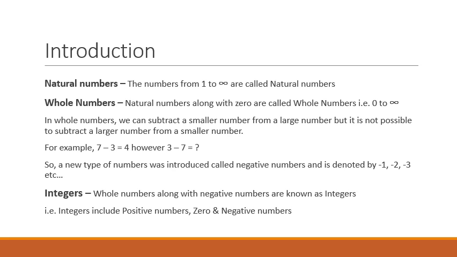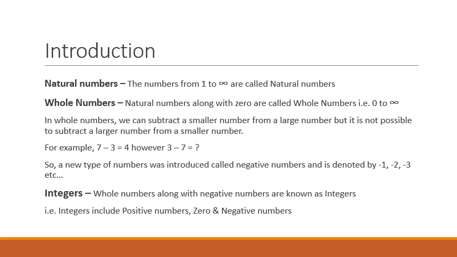In your previous class, you must have learned about the natural numbers, the numbers which come to us naturally. Like when we start counting, we always start counting from 1. So the numbers from 1 to infinity are called natural numbers. Then come the whole numbers. The natural numbers along with 0 are called whole numbers. That is, the whole numbers are from 0 to infinity.